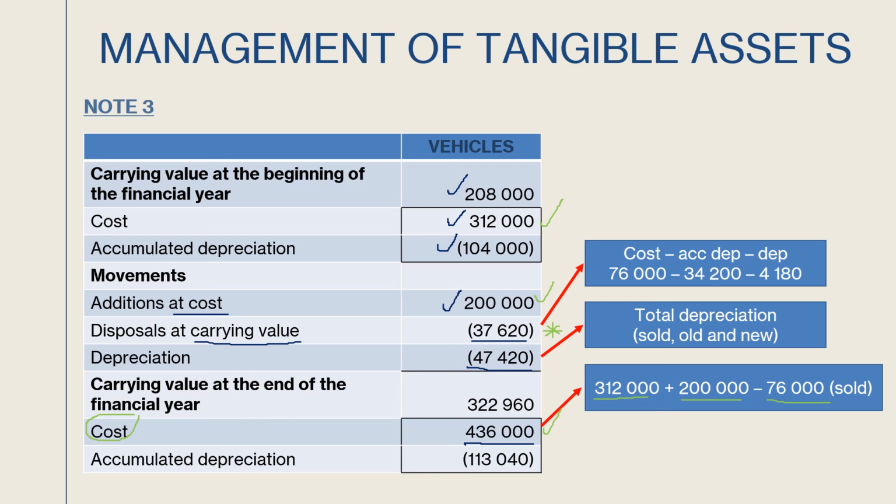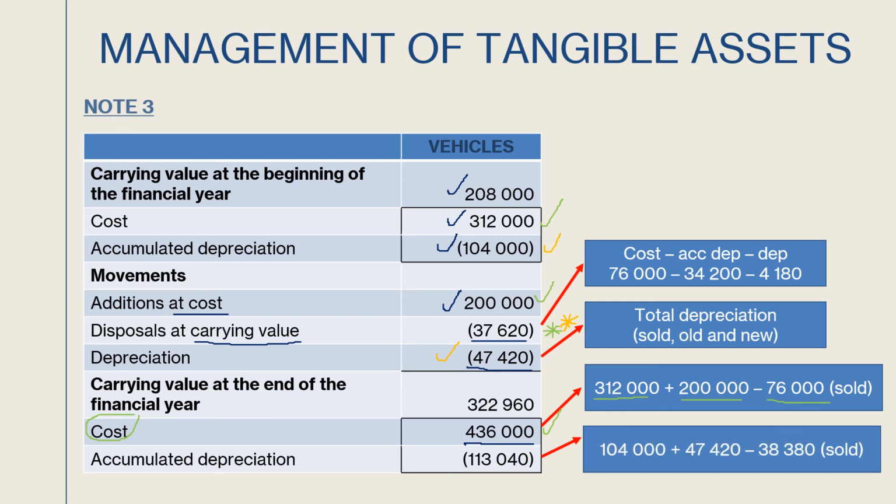Then we do exactly the same thing for accumulated depreciation. We're going to start with this 104,000. That was the balance at the beginning of the year. Then we have to add the depreciation that we've made provision for during this year. But we have to minus the accumulated depreciation of the vehicle that we sold because we don't have it anymore.